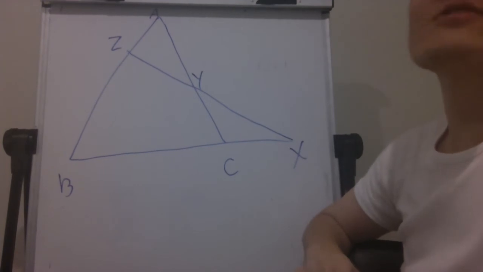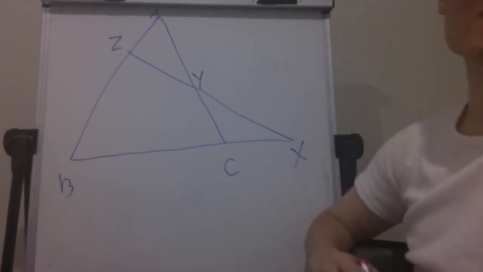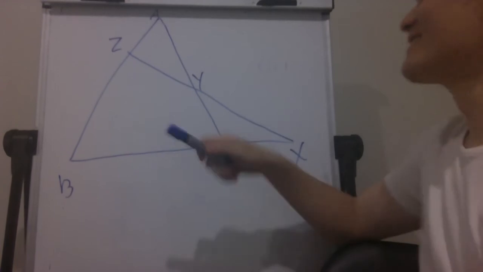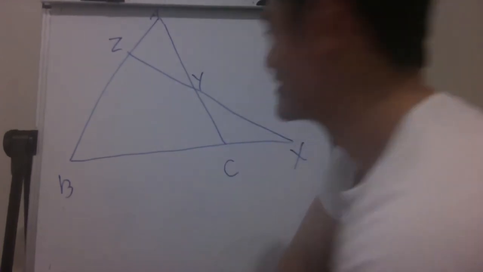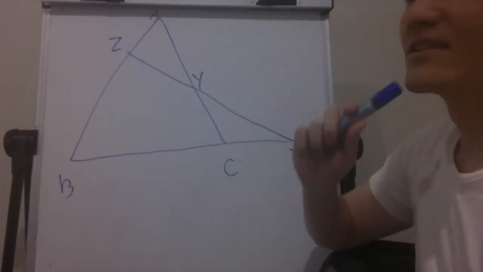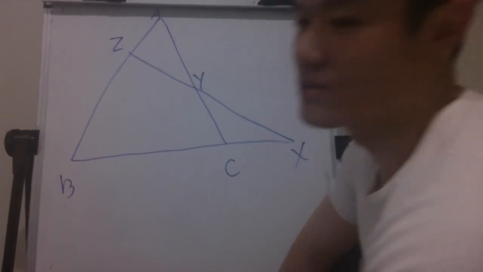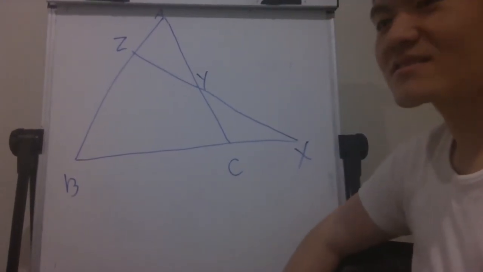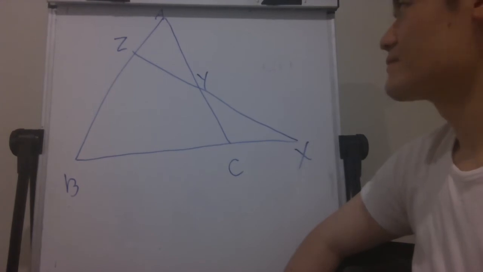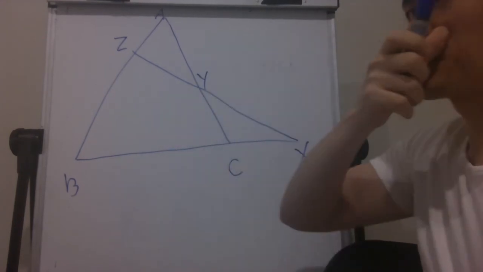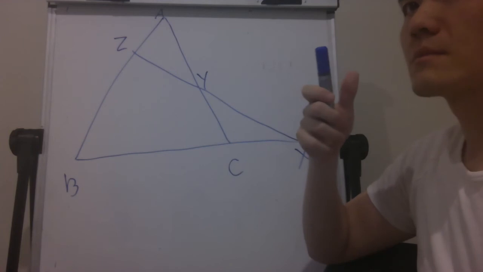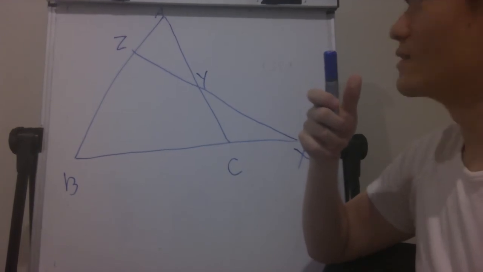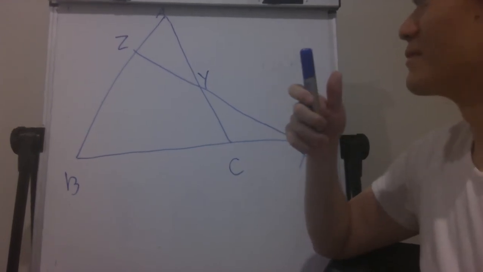So how many triangles are here? That's the question. 1, 2, 3, 4. Simson line? Not yet. We're still doing triangles. There's 5 triangles. Where's the 5th one? What's the rule for joining C? Because A, B, X in this triangle. We're not doing that yet.